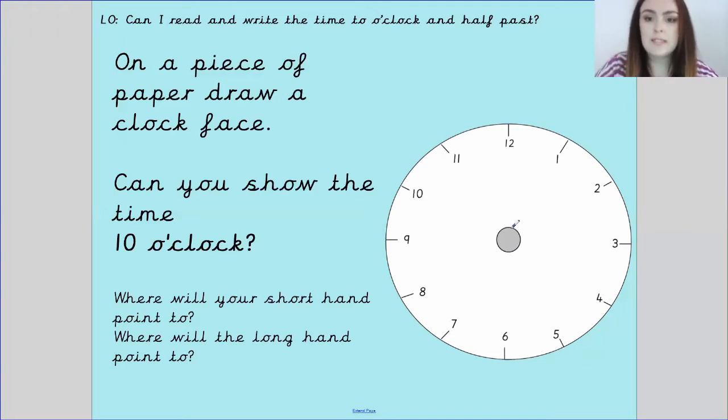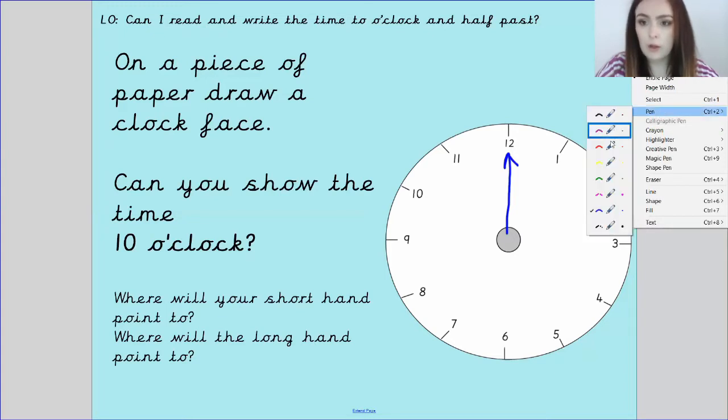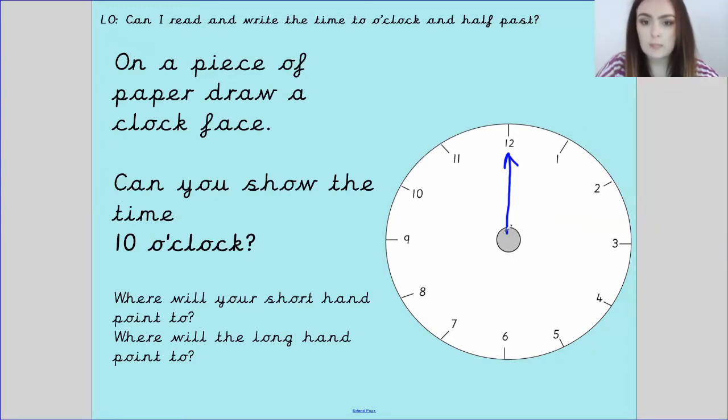Well done. Because it is 10 o'clock, our long hand needs to be pointing to the 12, as that tells us it is o'clock. And because it is 10 o'clock, we need to make sure that our short hand is pointing to the 10. Well done if you got that one correct.